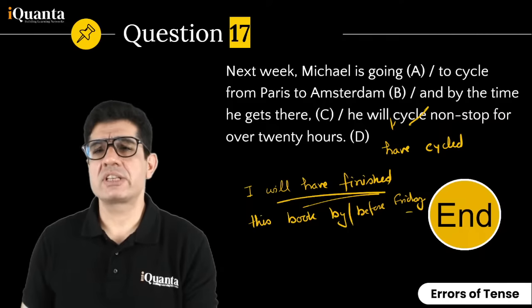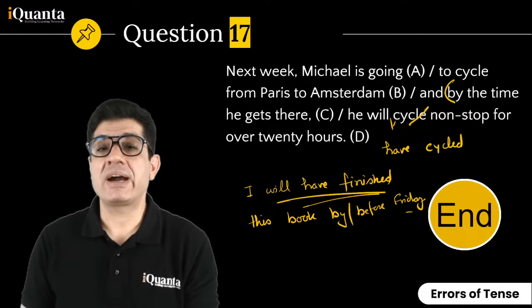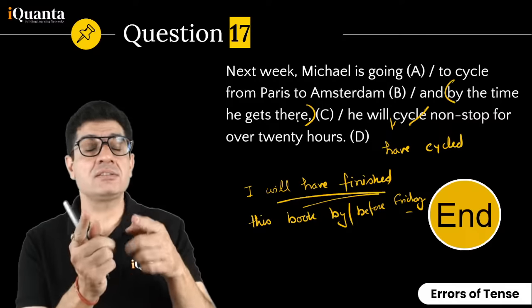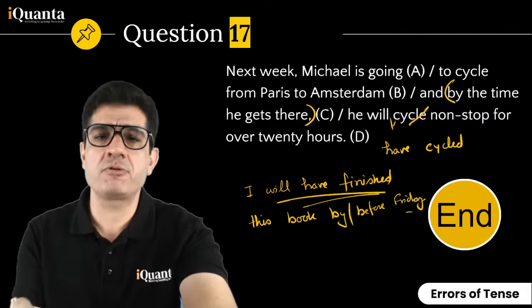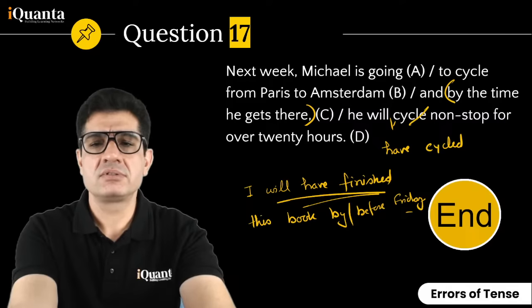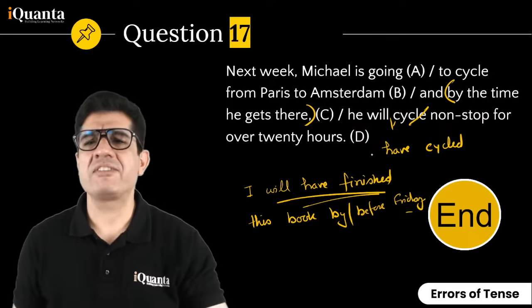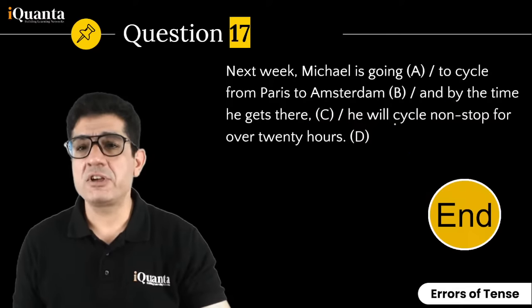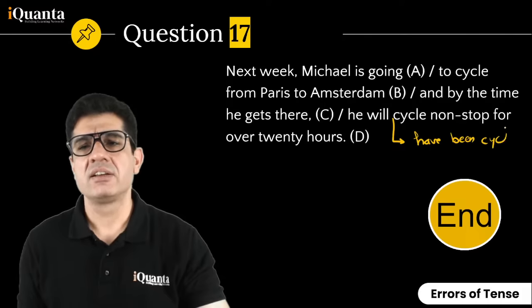That's the structure that we should have used here because it has that point of time by the time he gets there. So by then, this task, cycling non-stop for over 20 hours, that will have taken place. Or if you don't want to say will have cycled, since he may continue to do that, you can also say will have been cycling. Even that will be all right.